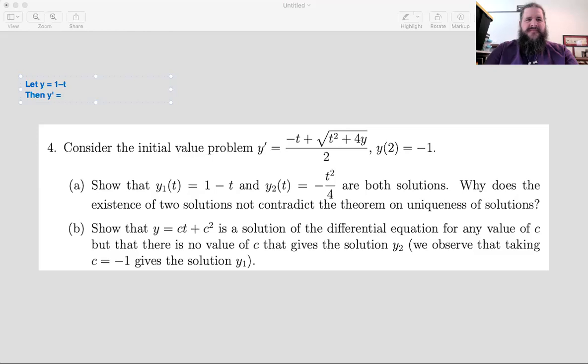Would it be -1? Yeah, the 1 goes away because that's a constant, so we just get the derivative of negative t, which is -1. So we'll want to plug in that y value and that y prime value into the original differential equation and see if it still works. So let's try this. If we take a look at each side of the equation independently, we know y prime is going to be -1.